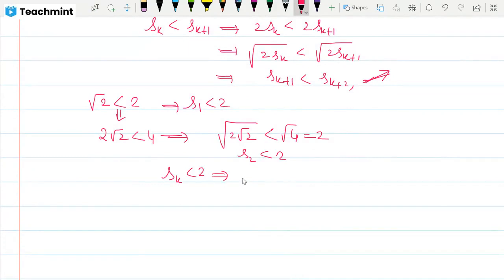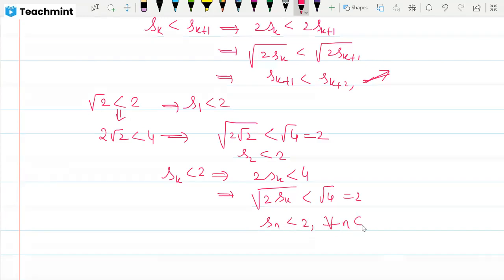By induction, assume that sk is less than 2. Then multiply by 2 again. So 2sk is less than 4. Now take the square root. So root of 2sk is less than root 4, which is 2. So by induction, Sn is less than or equal to 2 for all n belonging to N. Therefore, this sequence is increasing and bounded. By the monotonic convergence theorem, this sequence is a convergent sequence.